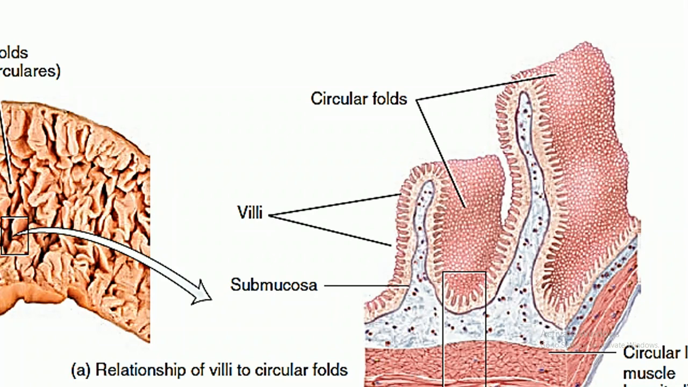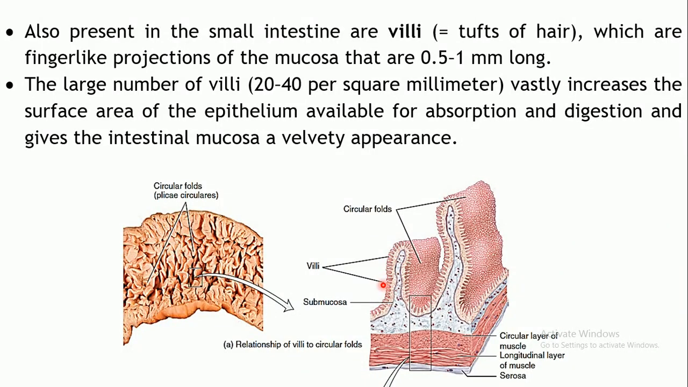These are the circular folds. And further the mucosa is placed in the form of hair-like structures, and that is known as the villi. So these are the finger-like projections of the mucosa. Remember, the circular folds are the folds of the mucosa as well as submucosa, whereas the villi are the finger-like projections of the mucosa. These are about 0.5 to 1 mm long.